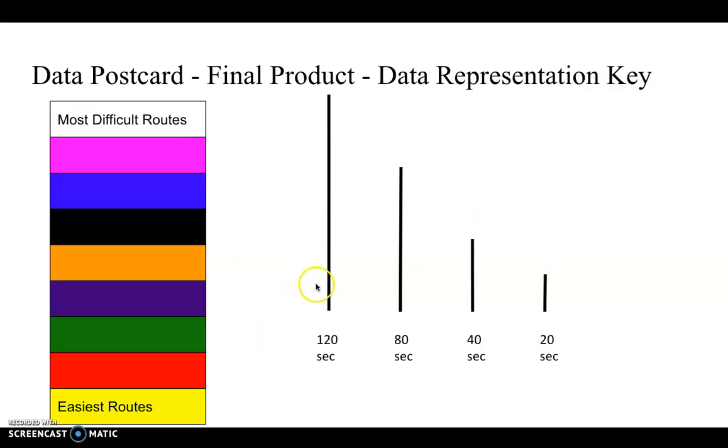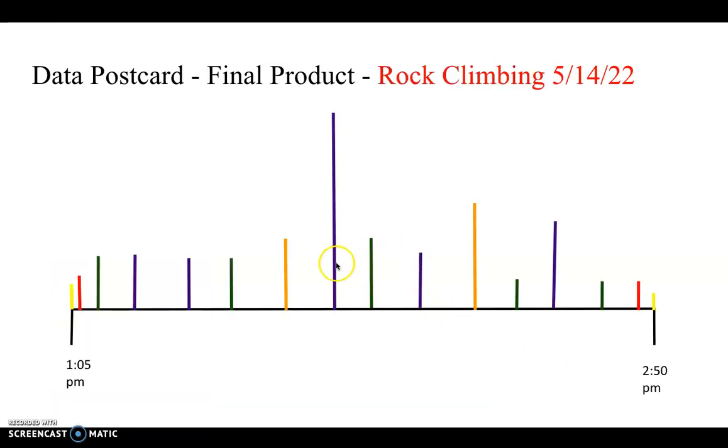How about the lines? The length of the line represents how long it took me to climb that route. So you can see I've got sort of a key here for what different lengths represent. So this is 120 seconds, this is 80 seconds, this is 40 seconds, this is 20 seconds. So the length of the line is proportional to how long it took me to climb the route. So you can see this purple route right here is the one that took me the longest. The yellow and red routes took me the shortest amount of time to climb, probably because they're the easiest, and so it didn't take me a ton of time to climb the route.